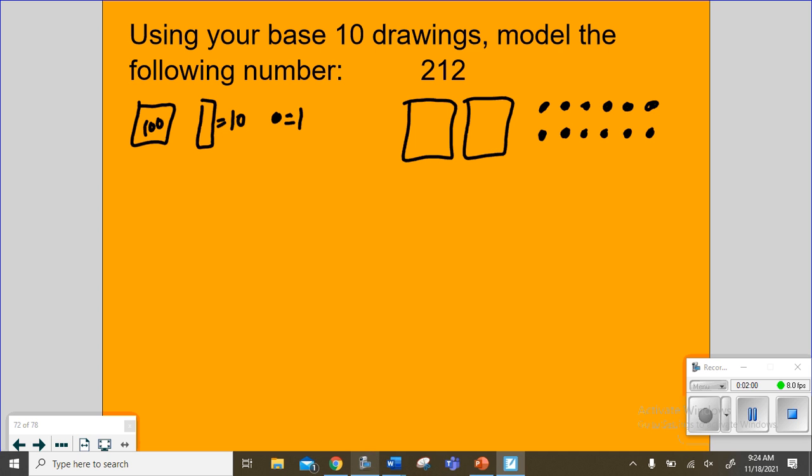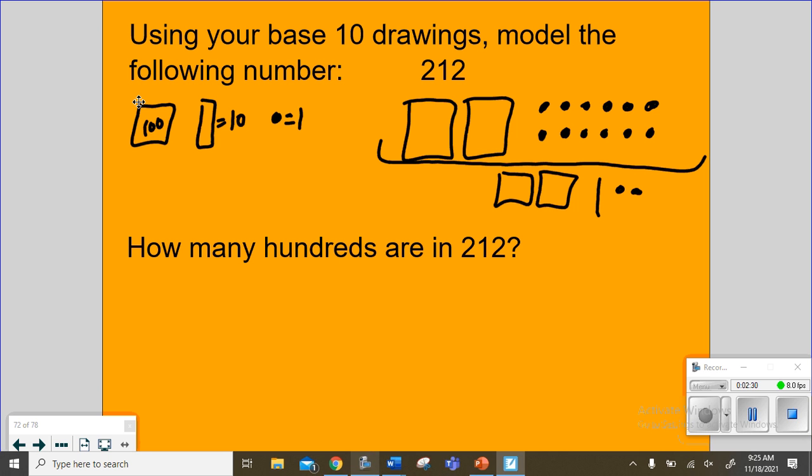So what did you draw? We didn't draw 12 ones like Bladen, which is fine. Completely fine. So Harper, what did you draw? I drew 200, 110, and then 2 ones. Anyone else draw that? I did. Okay.